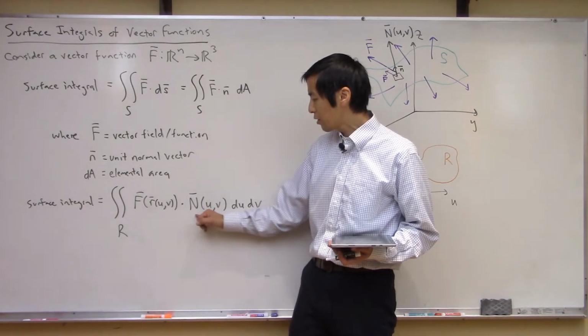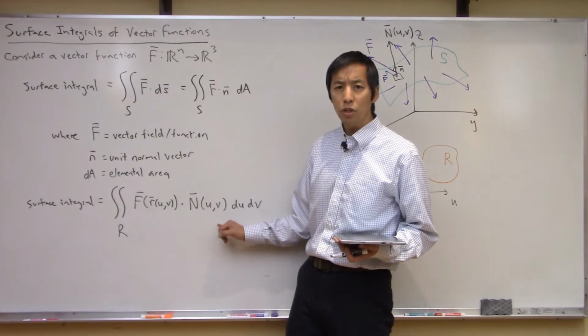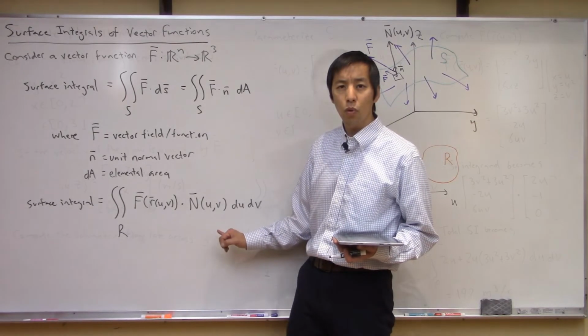And again, we talked about how to get the surface normal vector just a while ago, so I don't think we're in too much trouble. We should probably jump over to an example and see how this works.